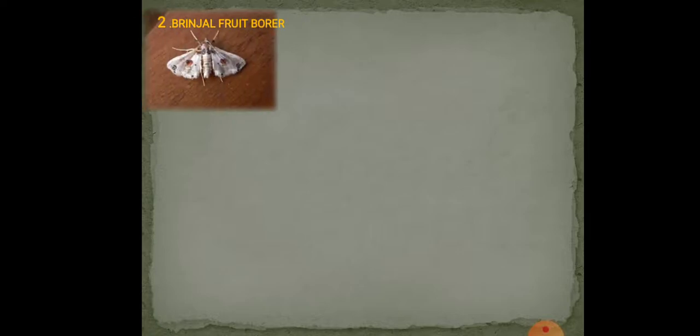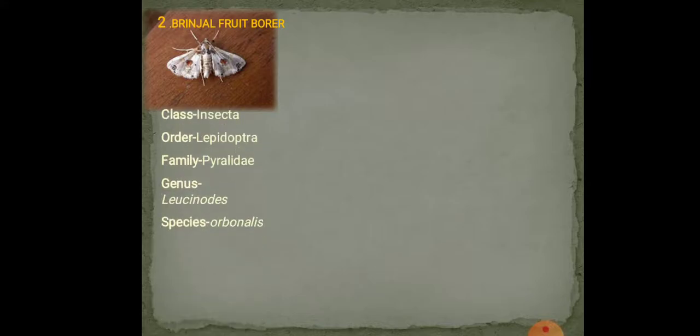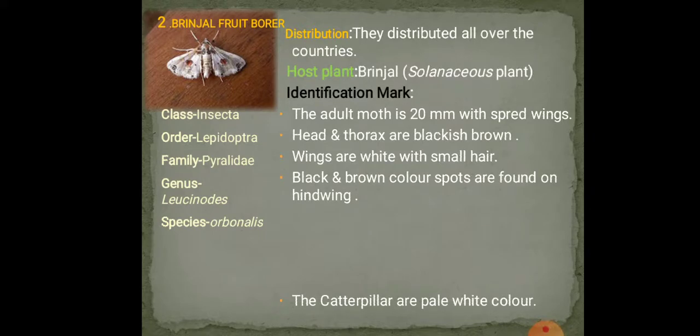Next, second is the brinjal fruit borer. We see firstly the systematic position of this brinjal fruit borer. It again is included in phylum Arthropoda, class Insecta, order Lepidoptera, family Pyralidae, genus Leucinodes and species orbonalis. It is distributed all over the country. The host plant of this brinjal fruit borer is brinjal or other solanaceous plants.